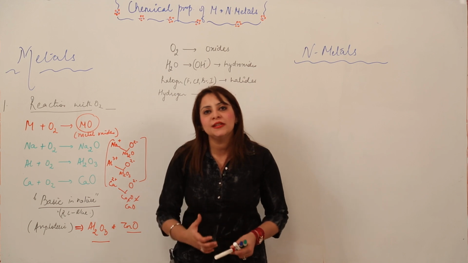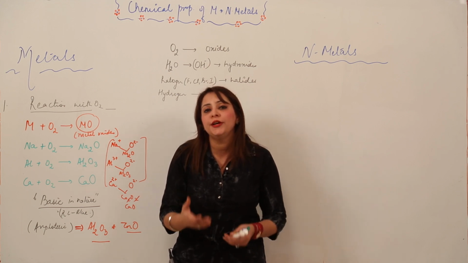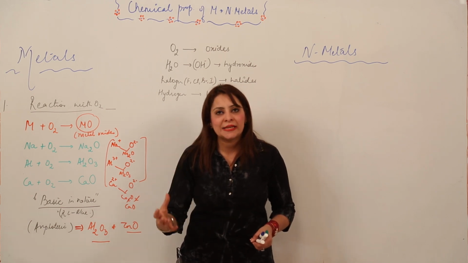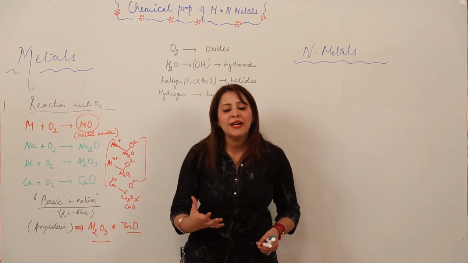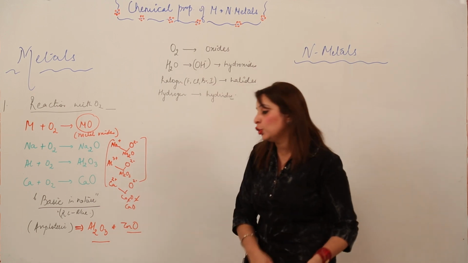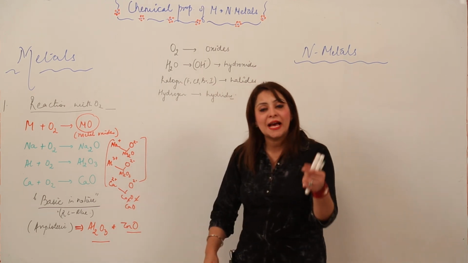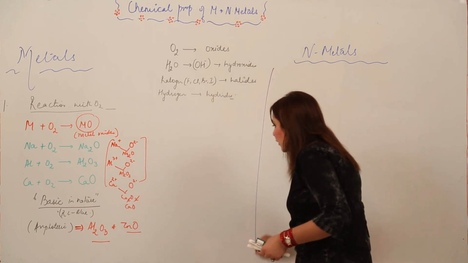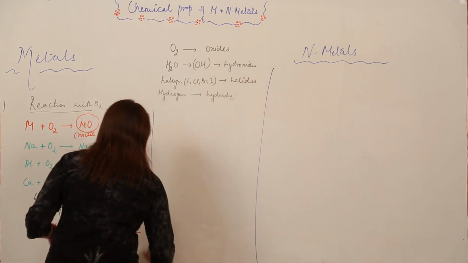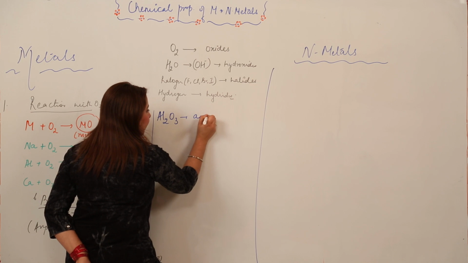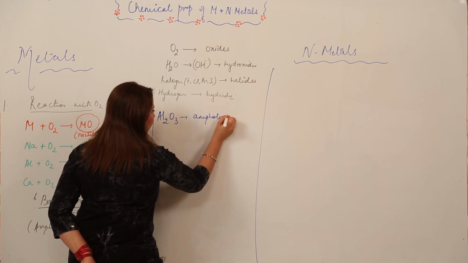So if you get a question like that, just look at the board how you are going to do it. It is so simple. You just have to react it with an acid and make one more reaction in which you react it with a base. So just look at the board how I am going to show that this aluminium oxide is amphoteric in nature. If I wish to show that aluminium or zinc oxide is amphoteric in nature, see how I am going to show it.